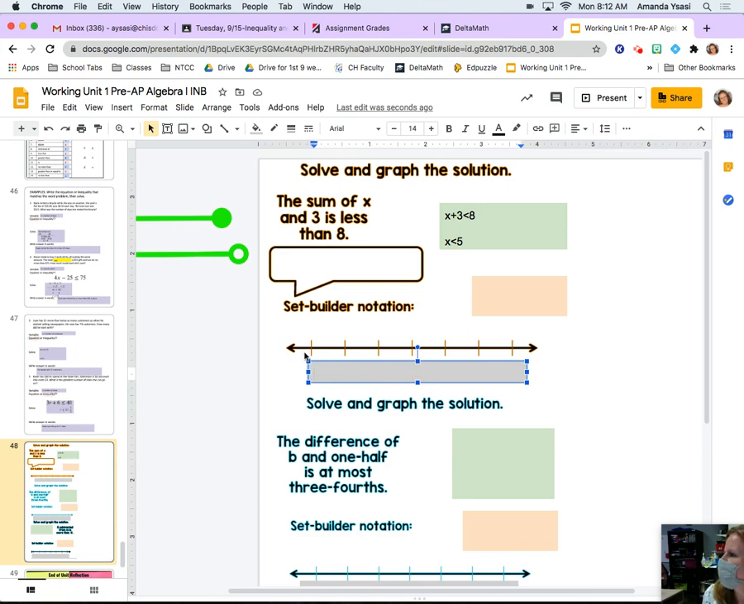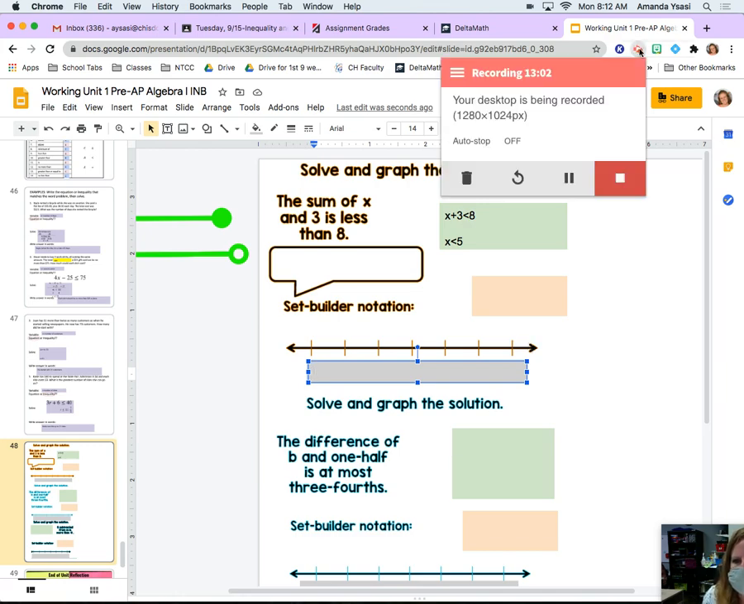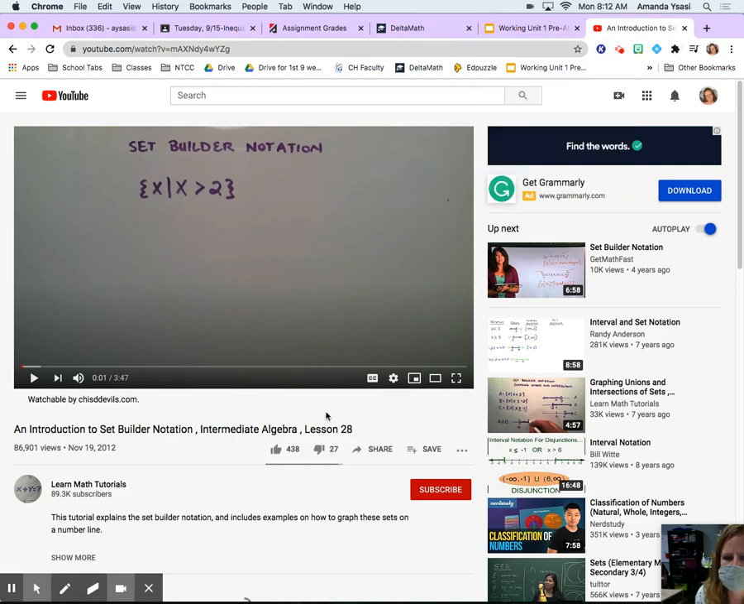So we are putting the numbers on here. We're doing the interval notation, set builder notation. Okay, so here is showing you about set builder notation.